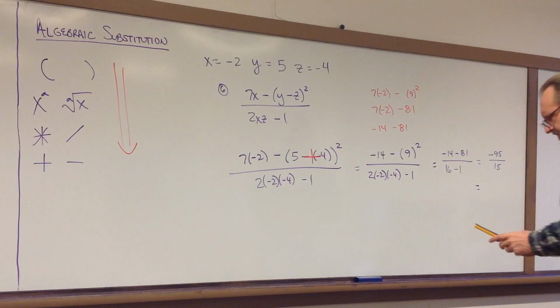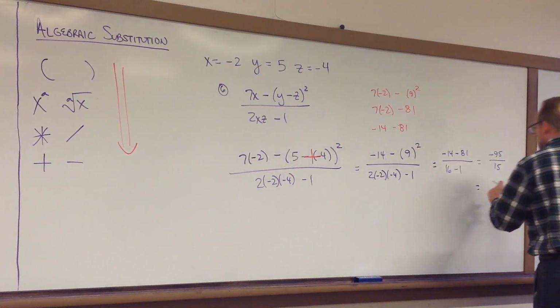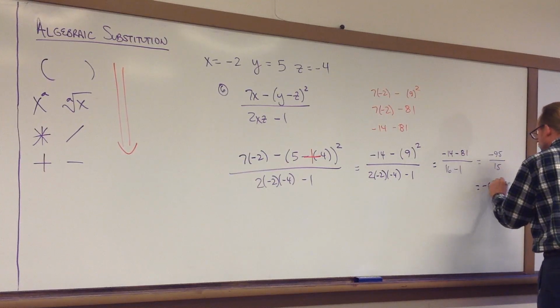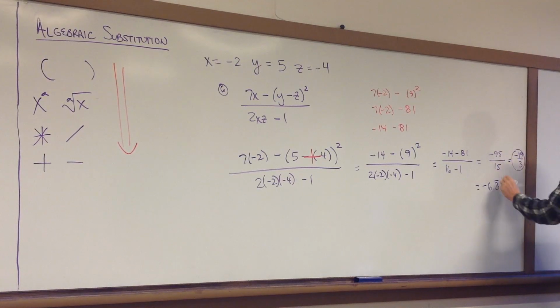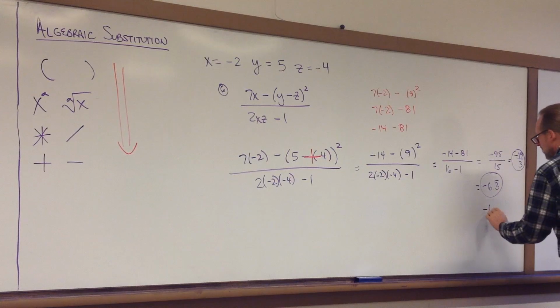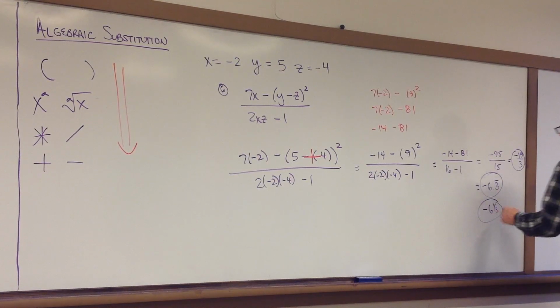95 divided by 15. So this is 6 1/3, 6.3 repeating. Negative 6.3 repeating. You can reduce this fraction if you want to do it that way. 5 goes in here 19 times, 5 goes in there 3 times. So negative 19/3, negative 6.3 repeating. You can call it negative 6 1/3. All three of those are correct. They're all the same number.